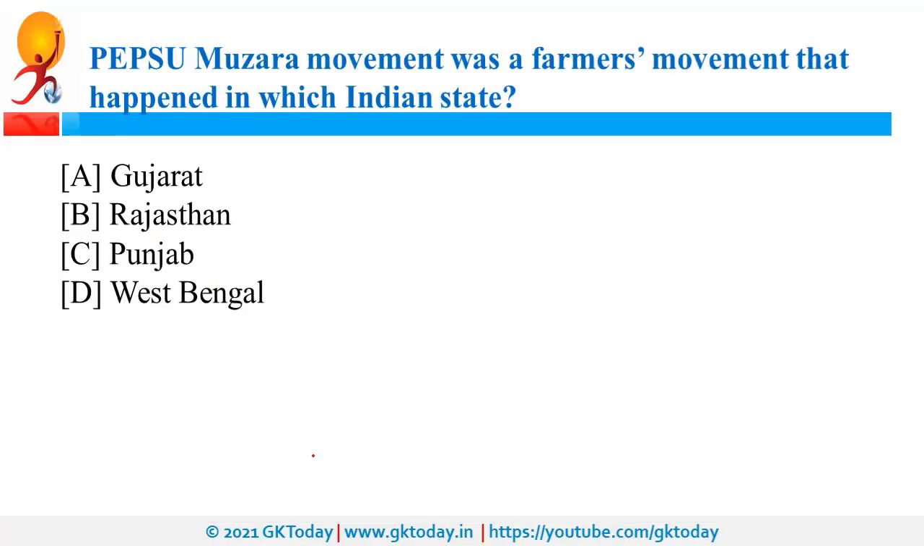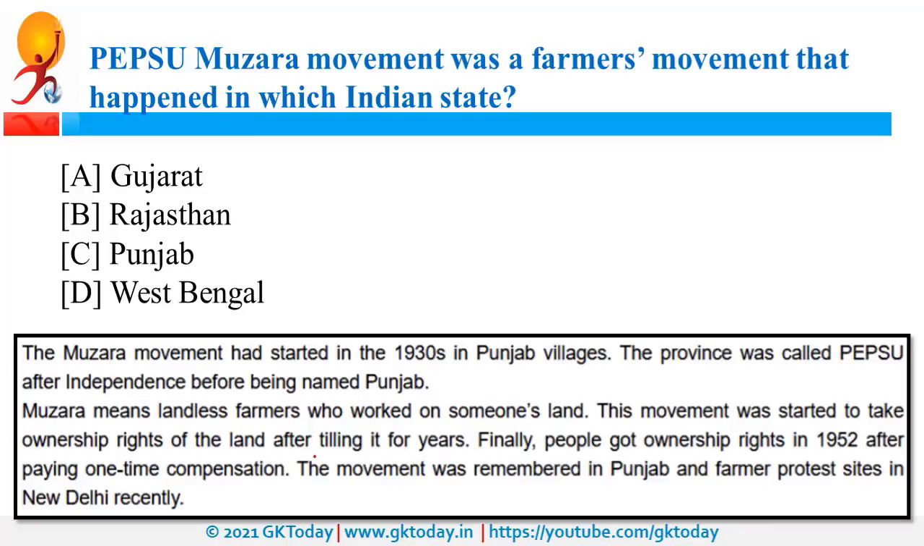Pepsu Muzara movement was a farmers' movement that happened in which Indian state? This is a movement related to Punjab, and it started in the 1930s. At that point of time, there was a province and the name was Pepsu. What is the full form of Pepsu?